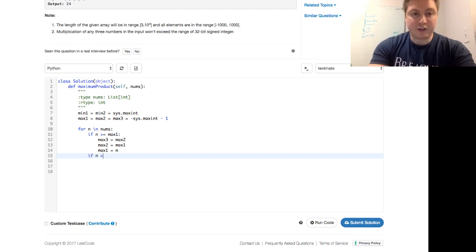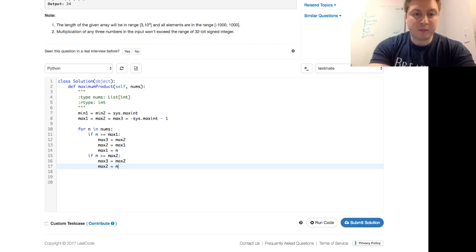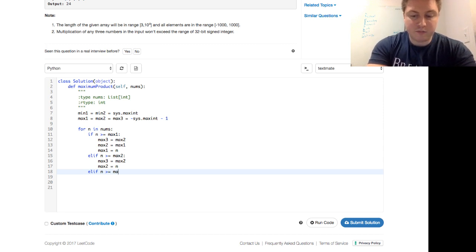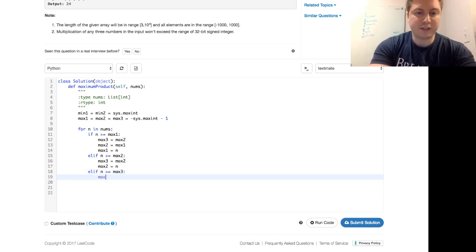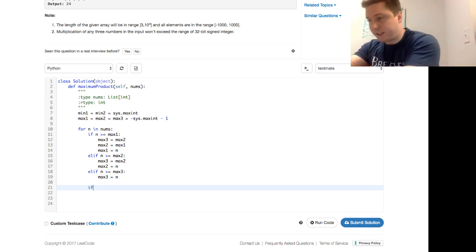Similarly, if n is greater than or equal to the max of 2, the second largest number, well, then the third largest number becomes the second largest number, and the second largest number becomes whatever number we're looking at. And I think we'll probably do elifs here. That'll be a little bit better. And then if the last case where the current number that we're looking at is greater than the max of 3, the third largest number, well, then we just reset the third largest number to whatever we're looking at. Now, I'm going to take a drink.